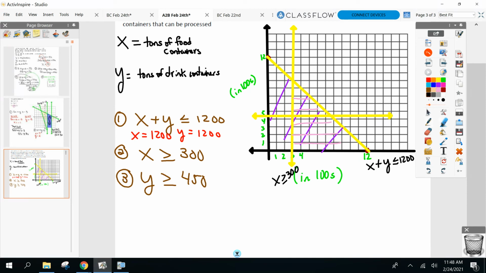Are you seeing that triangle? Let's see. Decent color here. I haven't used the blue yet. There you go. Any point here will satisfy the food and drink containers. And that's exactly what I'm going to ask for tomorrow.